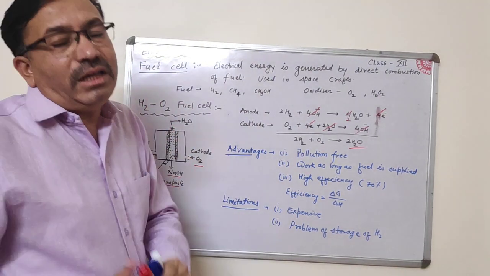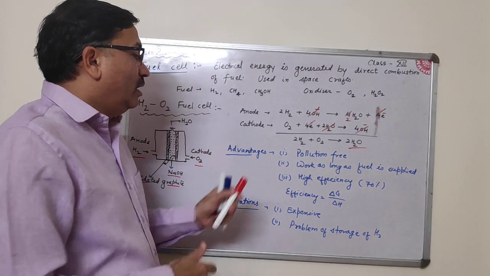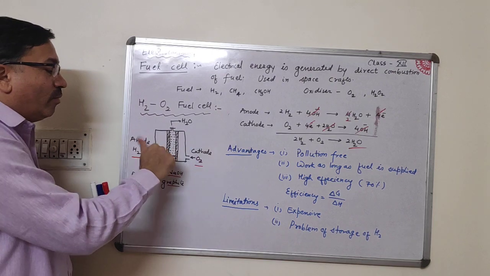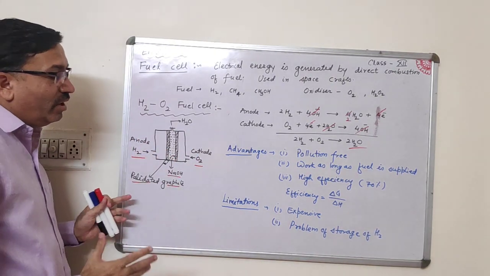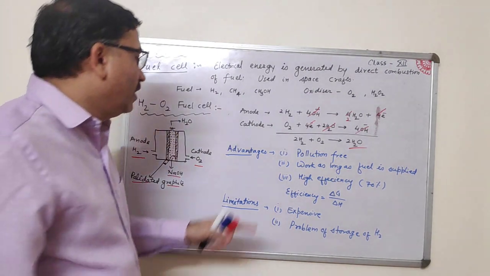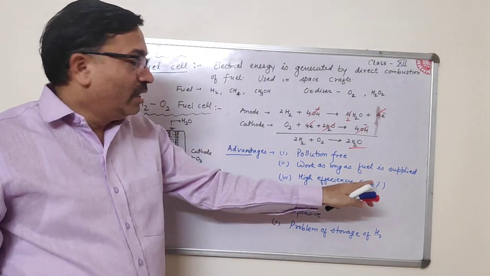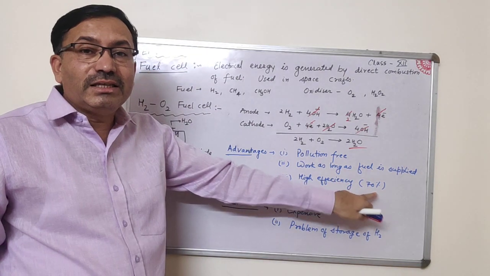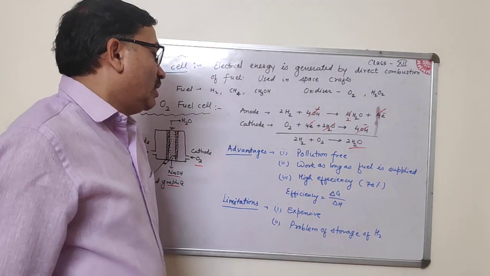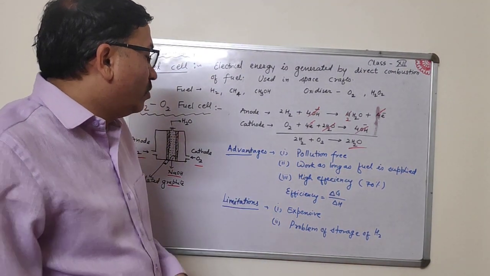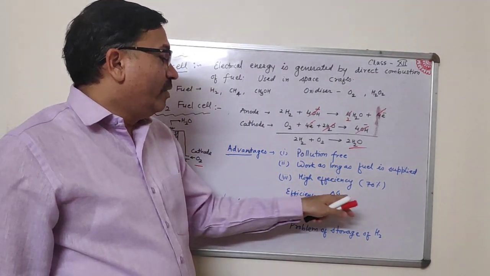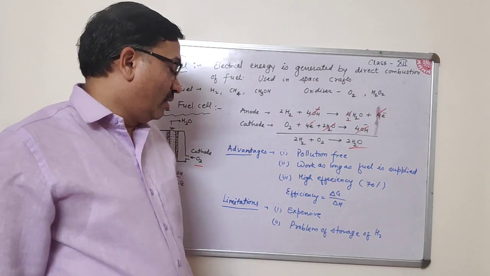So the first advantage of the fuel cell is that it is pollution free. Number 2, here we have valve control. So this cell will work as long as fuels are supplied. And the third thing is that it has very high efficiency, 70%. In general cases it is 30 to 40% efficiency. This cell has 70% efficiency. One thing you should know, whenever you want to determine the efficiency of any electrochemical cell or device, it will be delta G upon delta H of the reaction.